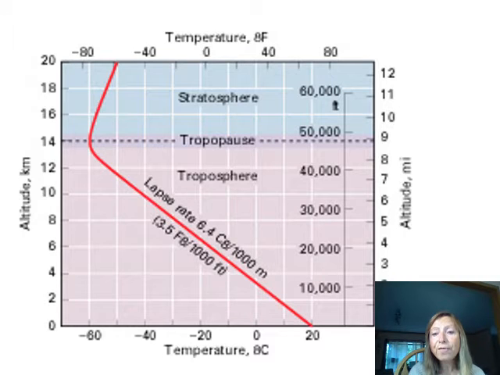This graph from our textbook illustrates the environmental lapse. It shows how the temperature is declining as the altitude is increasing in the troposphere in a linear fashion.